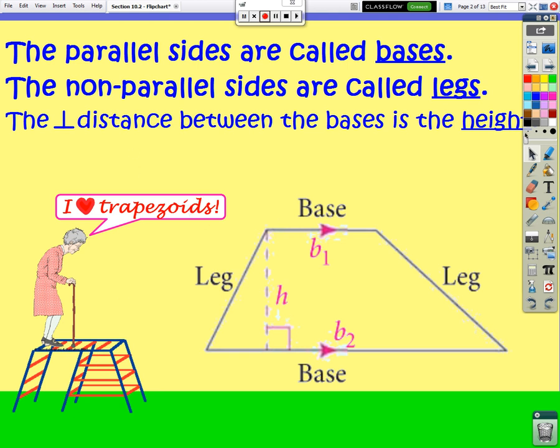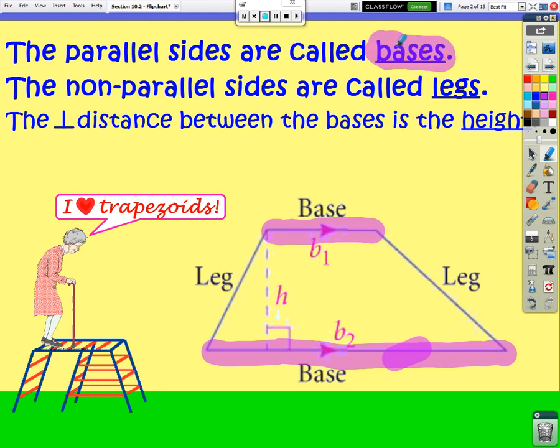The parallel sides of a trapezoid, and we will later in the school year get more in depth into the properties of our quadrilaterals in general, but trapezoids have, by definition, one pair of parallel sides, and typically we can see that they're parallel by these parallel markings. But our parallel sides are referred to as bases. Just like triangles have a base and a height, trapezoids have two bases.